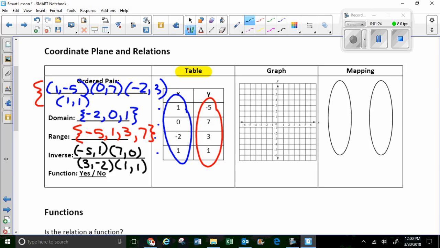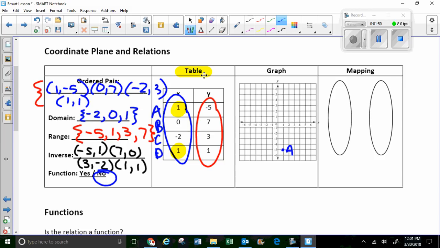Is this a function? No, it is not a function because, check this out, I have an x value that repeats with different y values, so no, it is not a function. Let's go ahead and graph our points. So 1, -5, I'm going to go to the right 1 and then down 5 for the point. Let's call this A, B, C, and D. So this is point A.